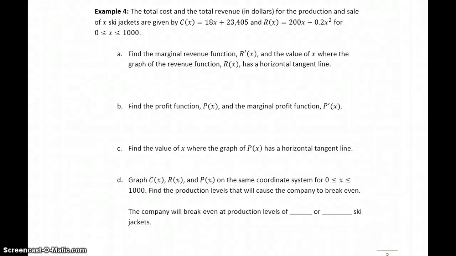In example 4, we have the total cost and total revenue in dollars for the production and sale of ski jackets. So in this case, we don't need to construct the revenue function. That's simply provided for us. In part A, we want to find the marginal revenue and then the value of x where the graph of the revenue function has a horizontal tangent line.